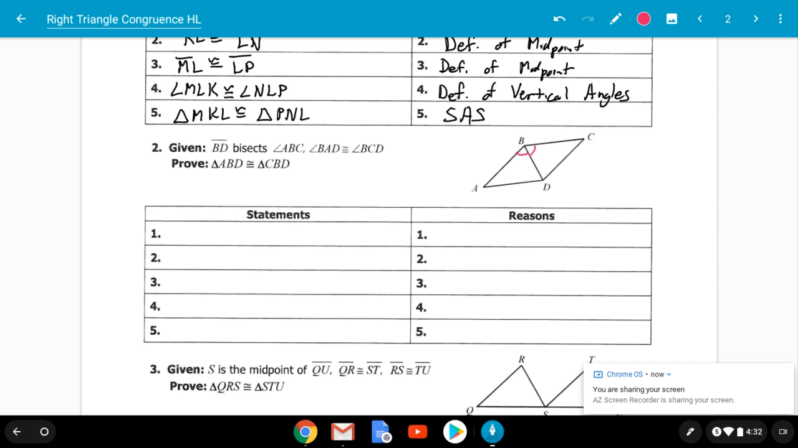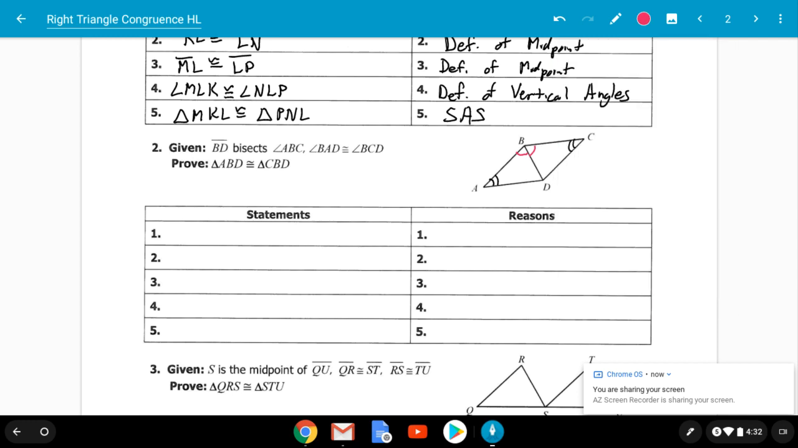And then it says angle BAD is congruent to angle BCD. So that gave us something. We didn't have to define any vocabulary, it just told us. So I'm going to mark that. Angle BAD, BCD. Great.